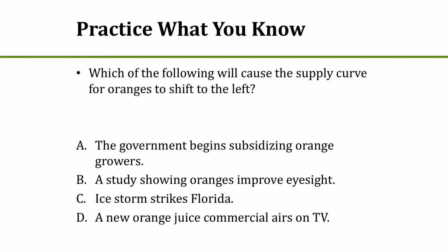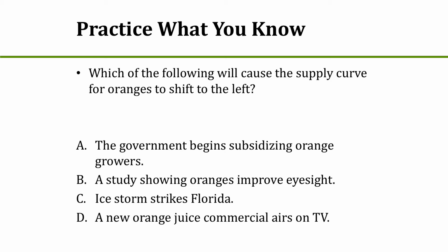The other question is, which of the following will cause the supply curve for oranges to shift to the left? Shifting left is basically a decrease in the supply. So we want to find a condition which will cause supply to decrease. A, the government begins subsidizing orange growers. This will increase the supply. B, a study showing oranges improve eyesight. This option B is actually related to demand, not supply, because when people know that oranges improve eyesight, people tend to buy more of that good. Demand will increase, not the supply.